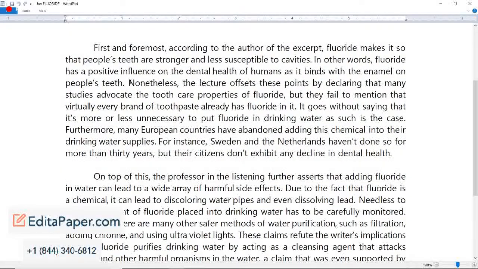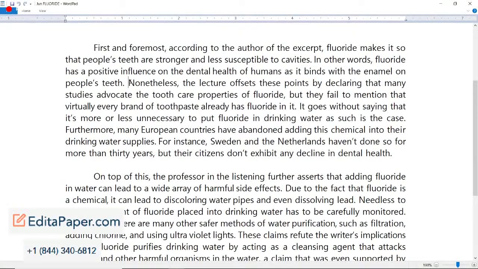Nonetheless, the lecturer offsets these points by declaring that many studies advocate the tooth care properties of fluoride, but they fail to mention that virtually every brand of toothpaste already has fluoride in it. It goes without saying that it's more or less unnecessary to put fluoride in drinking water, as such is the case. Furthermore, many European countries have abandoned adding this chemical into their drinking water supplies.